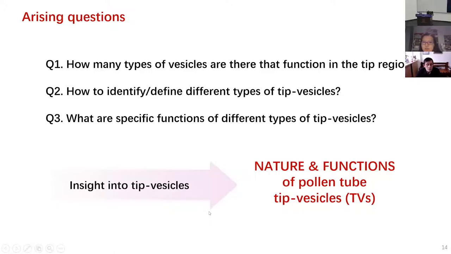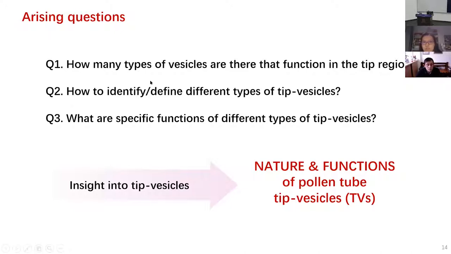So here arise the questions: how many types of vesicles are there that function in the tip region? How to identify or define different types of tip vesicles? And what are the specific functions of different types of tip vesicles? Only after we answer the first two questions can we get to know the functions of the tip vesicles.